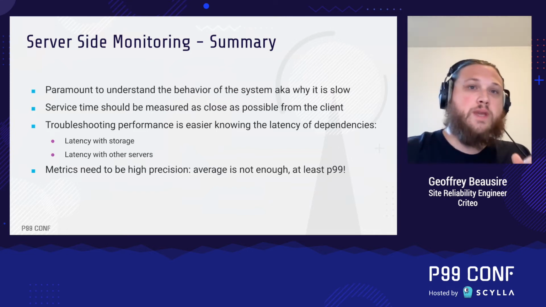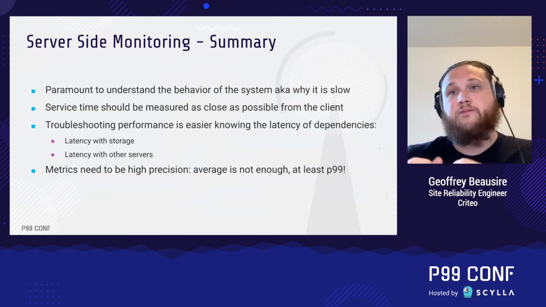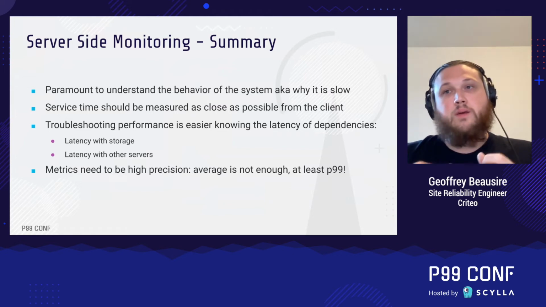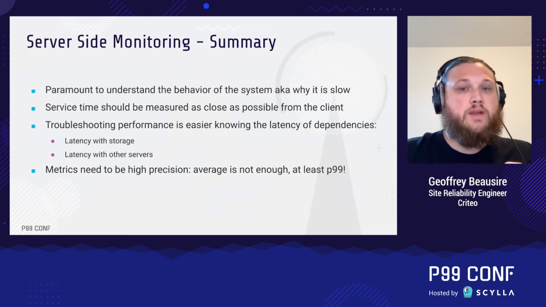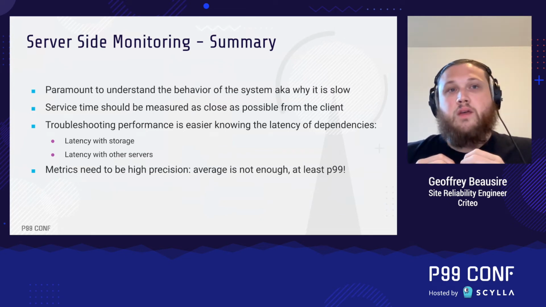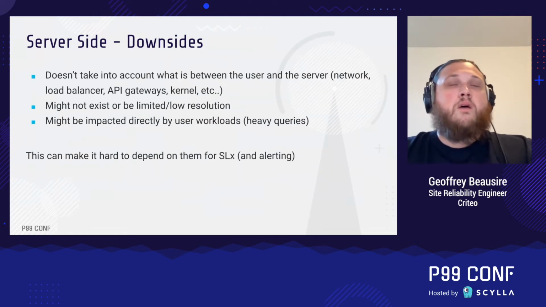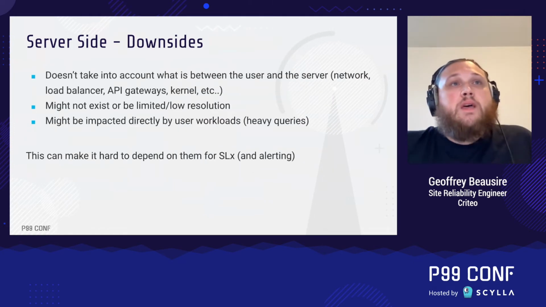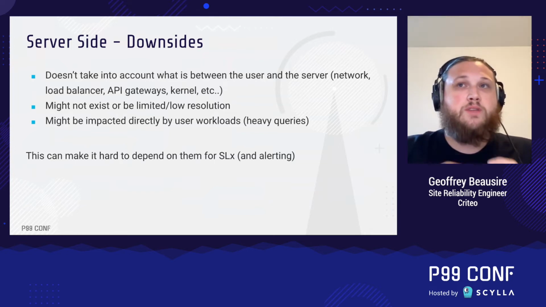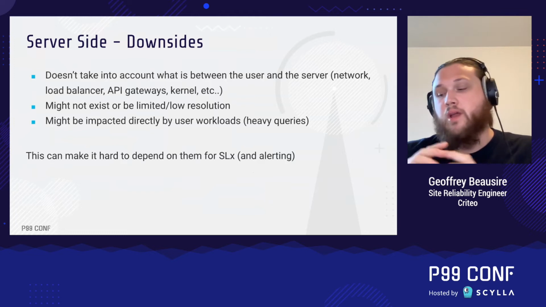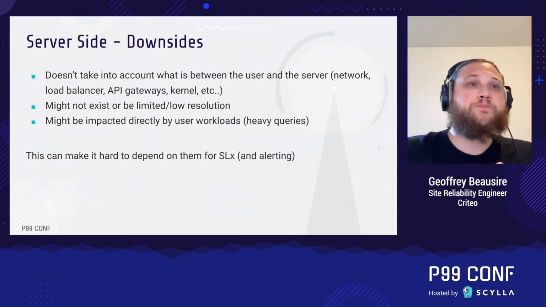Also, metrics need to be high precision. Average is not enough. Typically, you will need percentile 99. And it's true if you care about your tail latencies, you need to measure a P99, so use histograms. So the downside of server-side monitoring is that it doesn't take into account what is between the user and the server. I will come back to it just after.